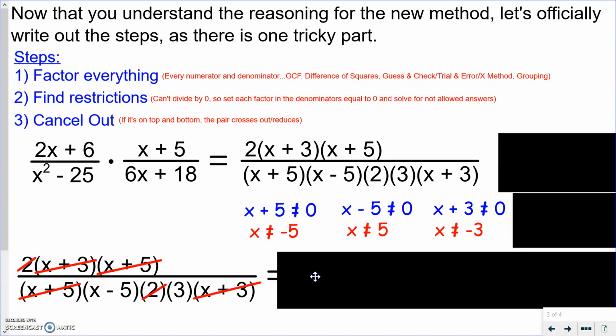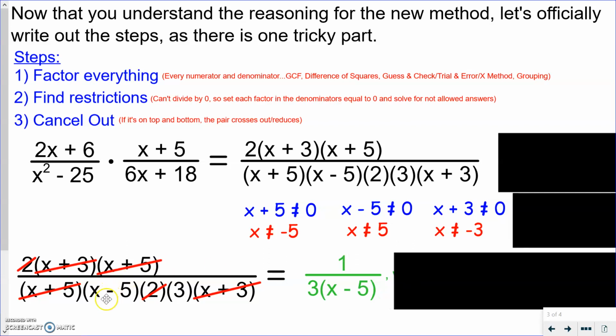So I just recopied it. This 2 crosses out this 2. X plus 3 crosses out x plus 3. X minus 5 crosses out x minus 5. Now the top is empty, you must put a 1 there. If the bottom is empty, you can just skip it. Or you put divide by 1, but that doesn't do anything.